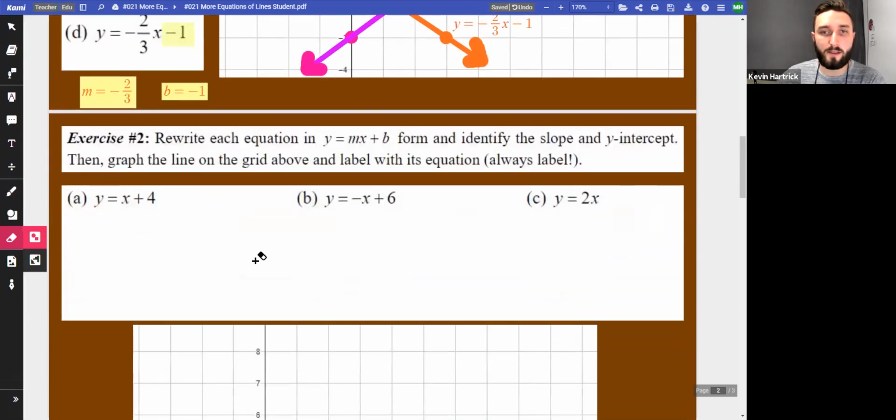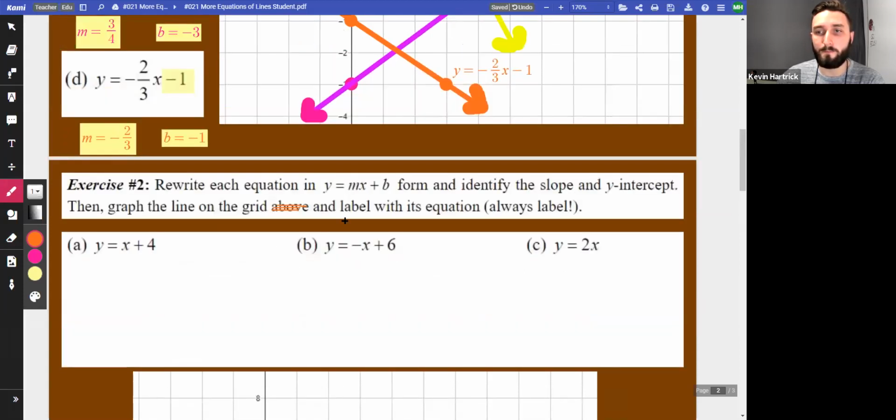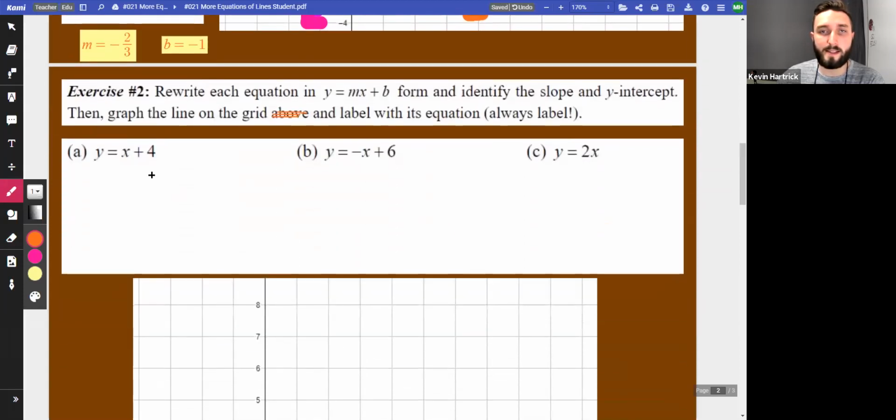All right, so let's look at exercise number 2. It says rewrite each equation in y equals mx plus b form and identify the slope and y-intercept, then graph the line on the grid. It says above, but we're not doing above because I gave you a new grid, so don't worry about it above. You're actually going to graph it down there and label with the point. So basically the same things.